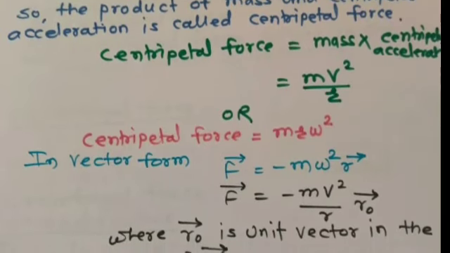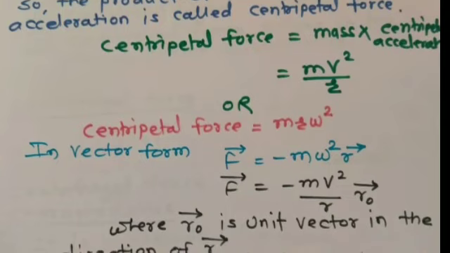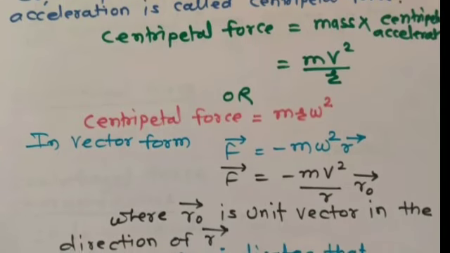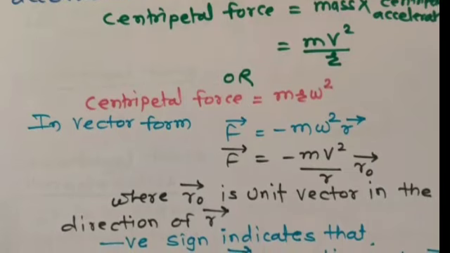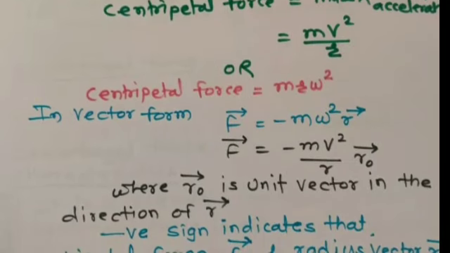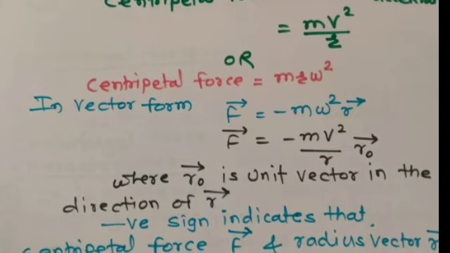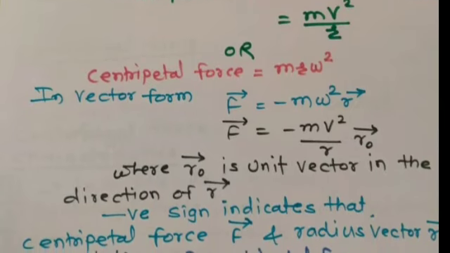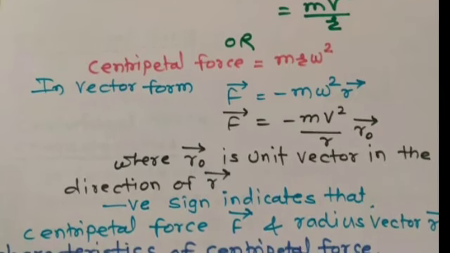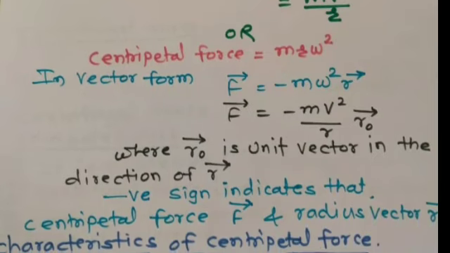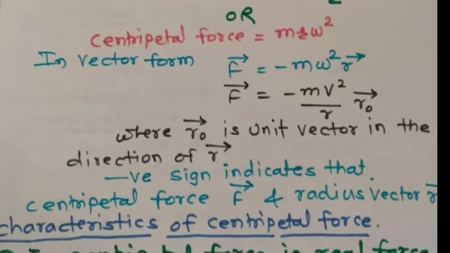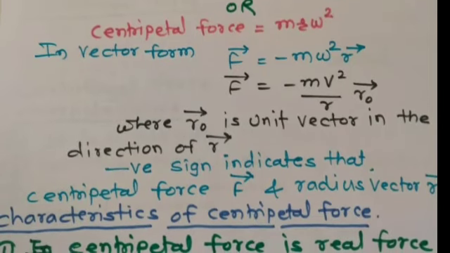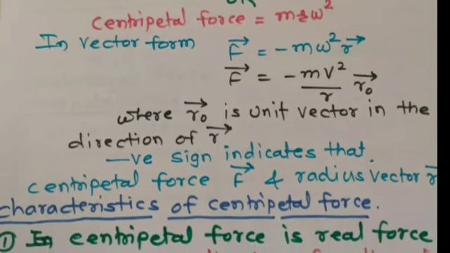In vector form, vector F equal to minus m omega square vector r. So, vector F equal to minus mv square upon r into r0 vector, where vector r0 is the unit vector in the direction of vector r. The negative sign indicates that centripetal force vector F and radius vector r are in opposite directions.